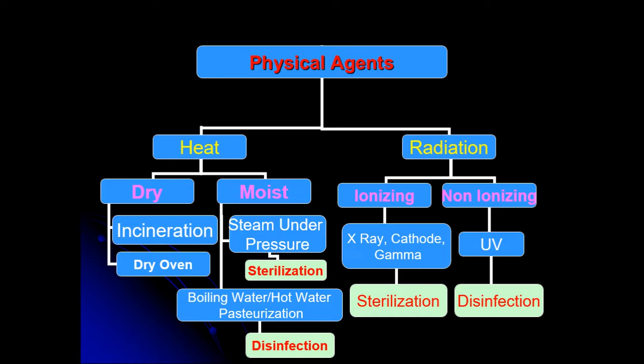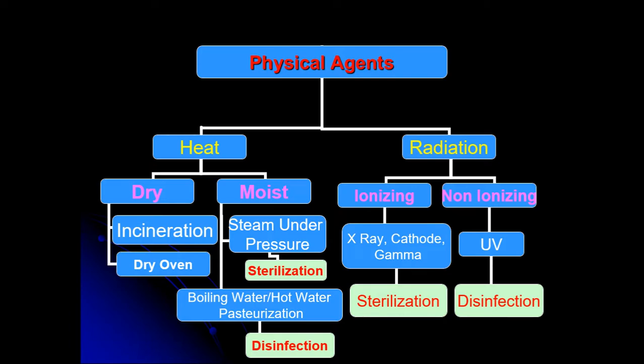The most important agents used are heat and radiation. Among the heat methods, the most popular for sterilization, we are using dry heat and moist heat. Under dry heat, we are using incineration, the dry oven, and one more method, flaming, is also included. In moist heat, we are using steam under pressure, which results in sterilization, then boiling water, hot water, and pasteurization, which results in disinfection.